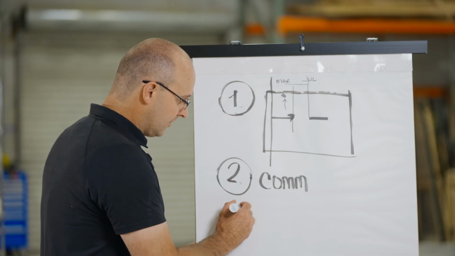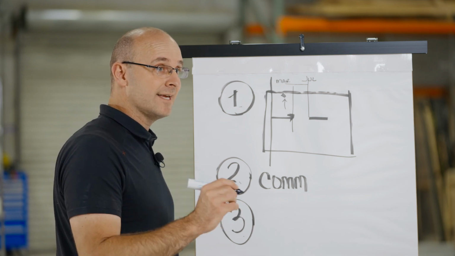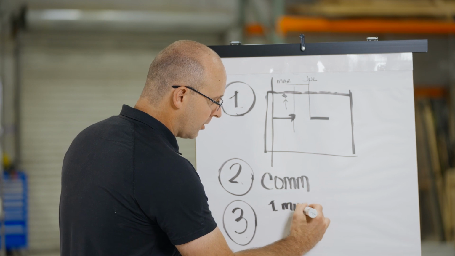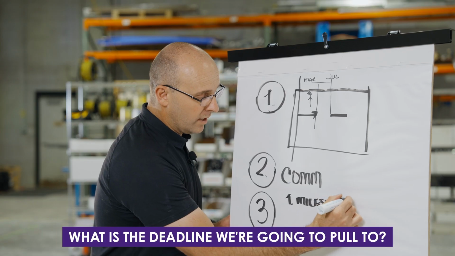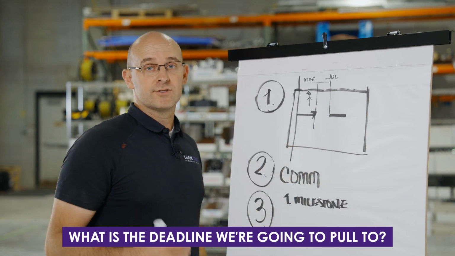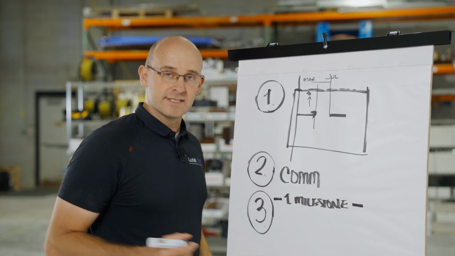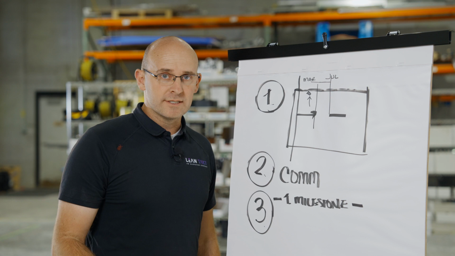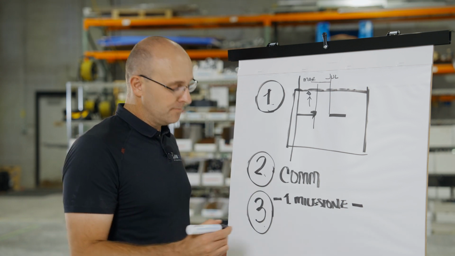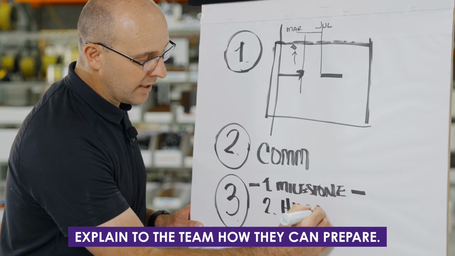Number 3, now that everyone knows, you'll want to send out a message with 2 key things. Number 1, what is the milestone that they are pulling to? Meaning, what is the actual deadline that we're going to pull the sequence to so that we can actually pull plan that phase? You'll want all trades to know this, and this is going to either be through messaging, on site, in a meeting, or through an actual email. Either way, be super clear. Then I want you to explain to them how they can prepare.